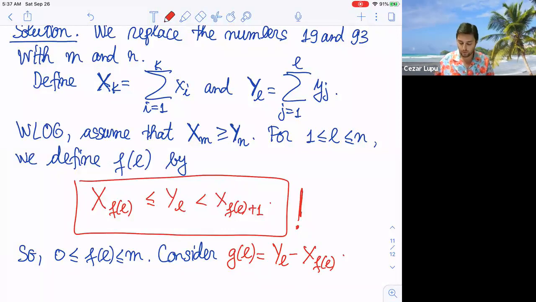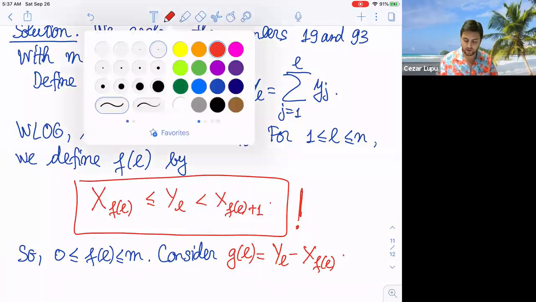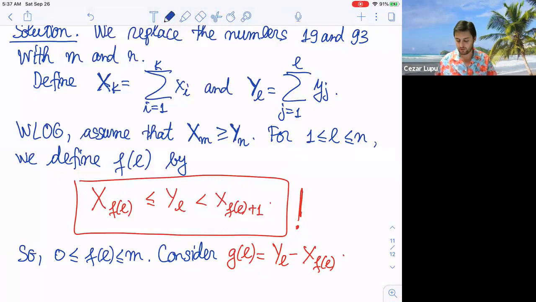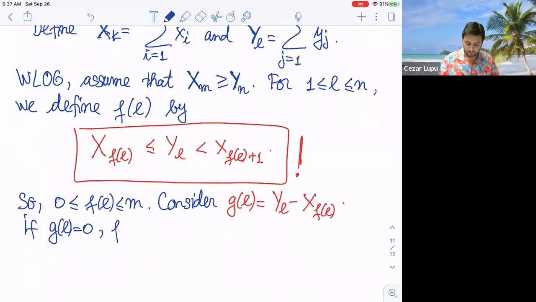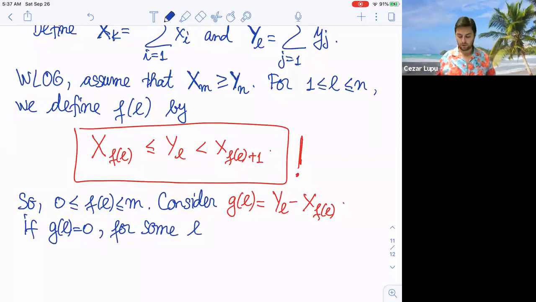Now, we want to have a discussion if g of L is 0. So if these two coincide. So if g of L is 0 for some L, we're done. The problem is over. We're done.